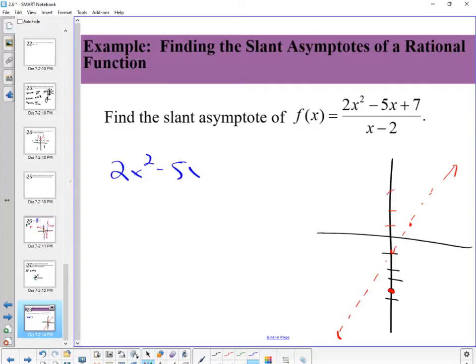2x squared minus 5x plus 7. 2x, x would work for this. But you have to do that on the numerator, not on the denominator. Yeah, because here, think about this real quick.